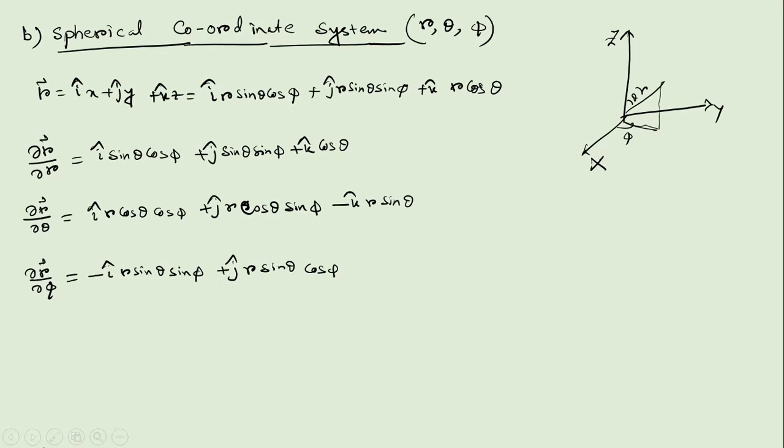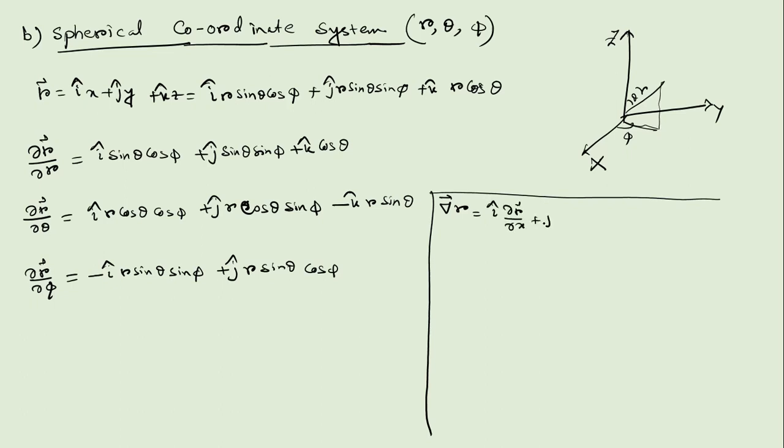I think that's clear. Okay, now you need to find out the gradient. So the gradient of r is nothing but i cap ∂r/∂x, j cap ∂r/∂y, k cap ∂r/∂z.